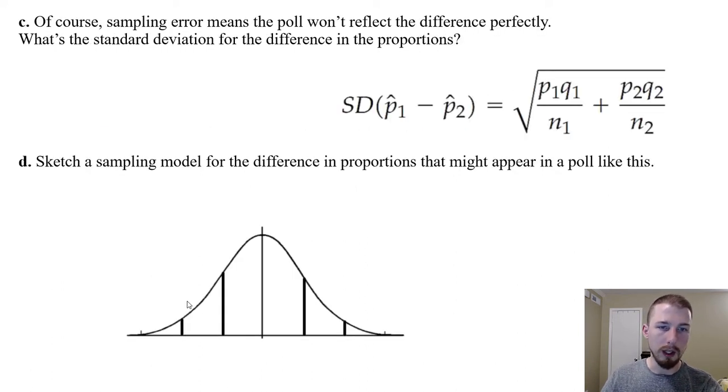So of course, sampling error means that the poll won't reflect the differences perfectly. We know each sample is going to have a variation from sample to sample. So the standard deviation is going to be given by the actual population proportions, but the standard error is going to be based on the actual sample proportions that we get. Now in this case, they told us the actual population proportions, and so we could actually calculate this. So what's the standard deviation for the difference in the proportions?